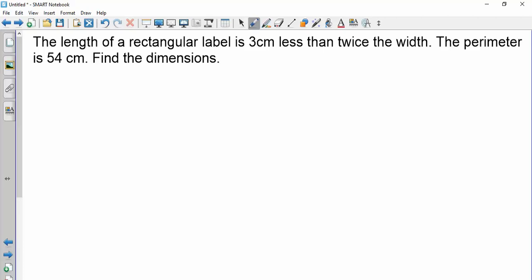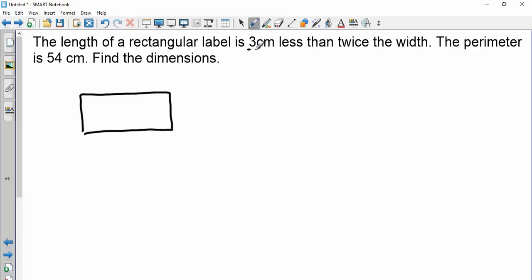Section 6, you're going to have a handout to review today, but I thought I might do at least a couple problems just to kind of get us thinking back along those lines. So this one, I have the length of a rectangular label. What should I do? Draw a rectangle.